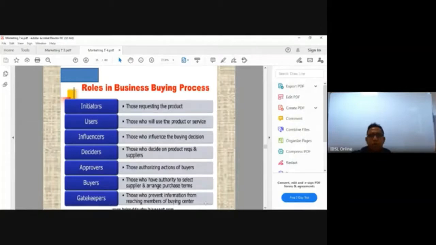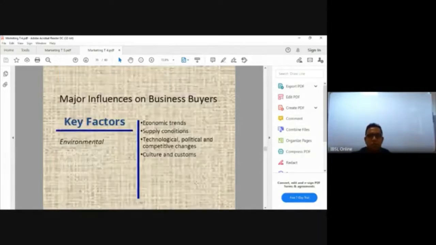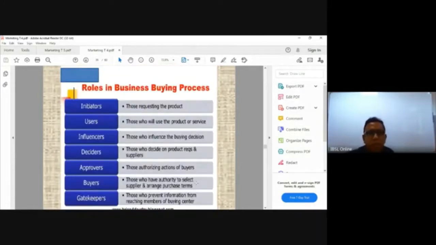Gatekeepers also do another thing: they prevent information from reaching members of the buying center. Some people might not only object, they will even prevent information that is critical for the decision from reaching the members of the buying center from outside. There may be some parties who are objecting, so they are called gatekeepers, who don't want to support the particular purchase idea.